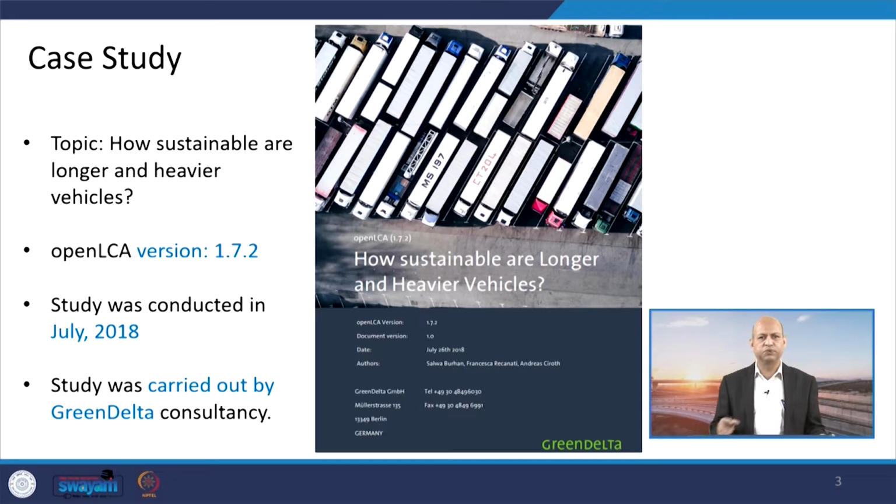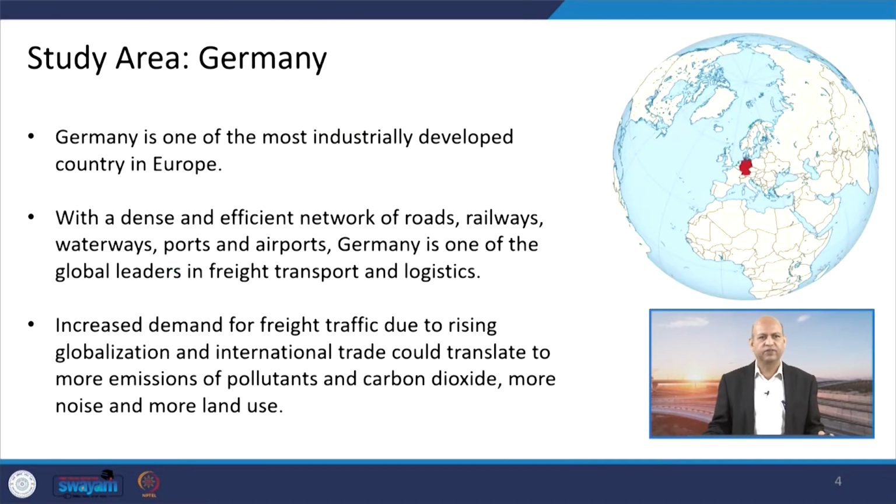That was a big project, and this firm undertook the study to see the impact of different options. The study area is Germany, and you know that Germany is one of the most industrially developed countries in Europe. It has a very dense and efficient network of roads, railways, waterways, ports and airports, and it is one of the global leaders in freight transport and logistics.